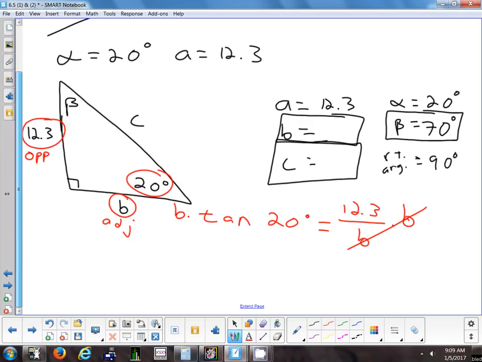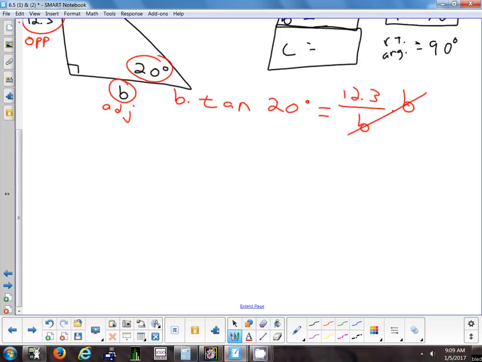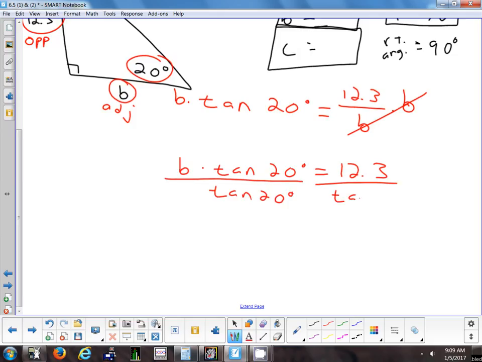And multiply by b. Now you have b times tangent 20 equals 12.3. Now I want to get tangent 20 on the other side. So how would I move that? Yeah. Divide by tangent 20. And we end up with b equals 12.3 divided by tangent 20.